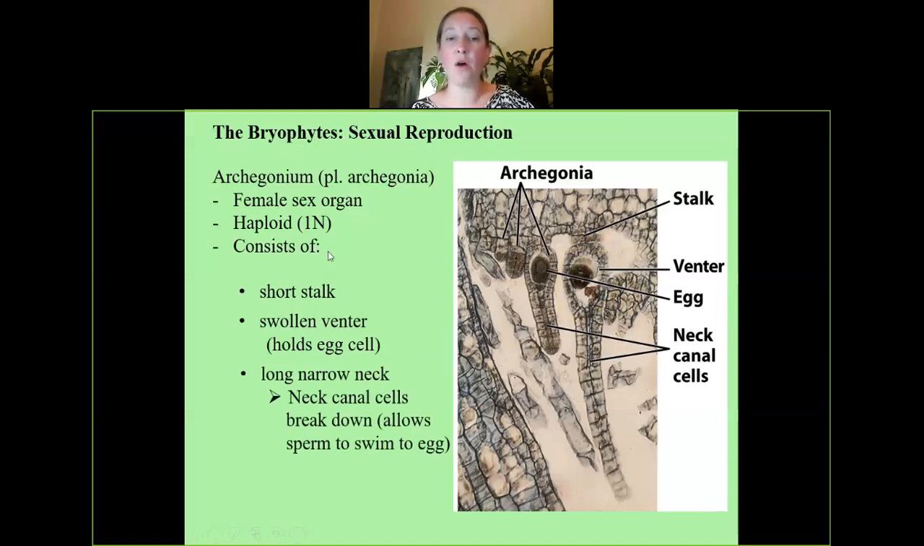And then a very long neck where the sperm will swim down. So here's the neck. When the egg is ready, the cells of this neck will break down and the egg will send chemical signals which will attract sperm, and sperm will swim down the neck to the venter to fertilize the egg.